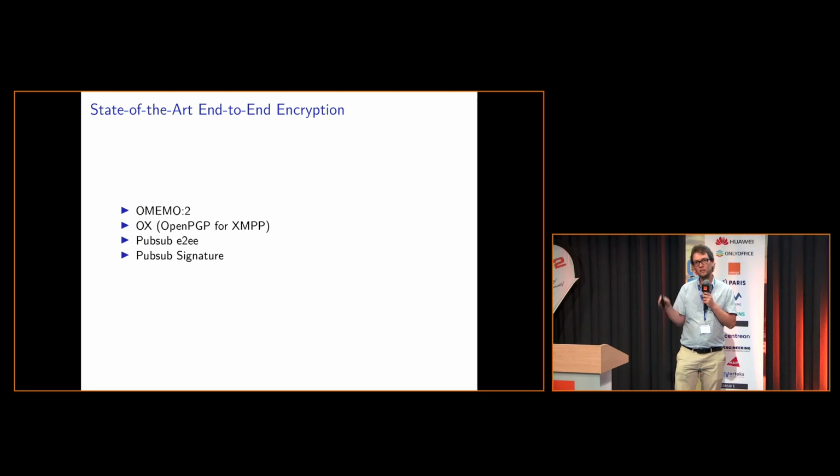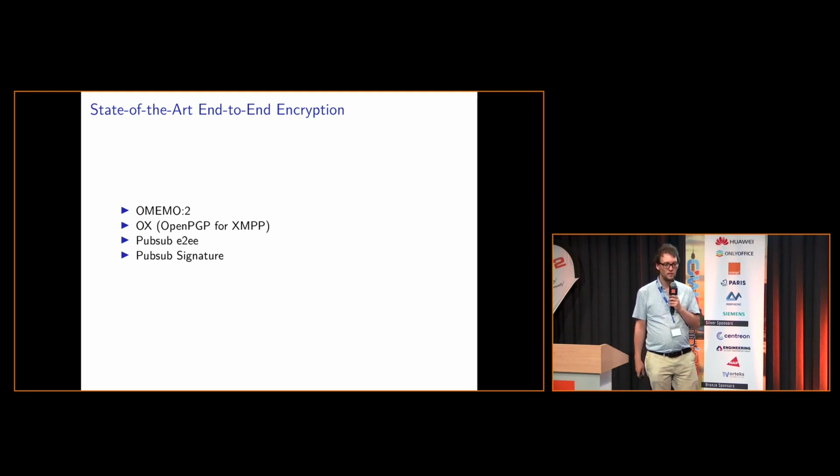That means that all the metadata around reactions, or metadata to say you want to retract a message or anything, is not encrypted in the current version in the world. So the XMPP community made a new version, OMEMO 2, where you can encrypt basically anything.